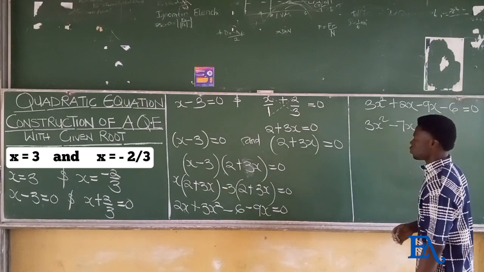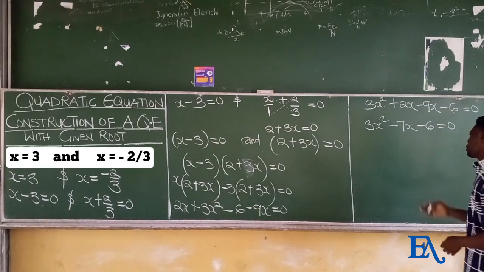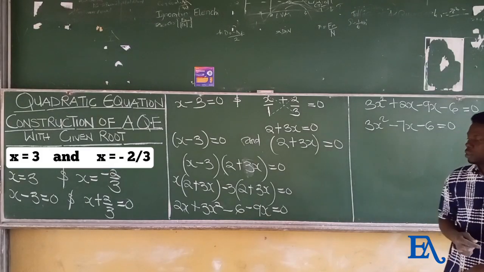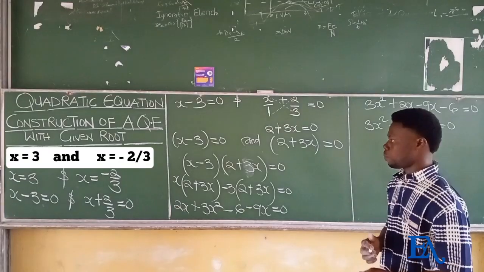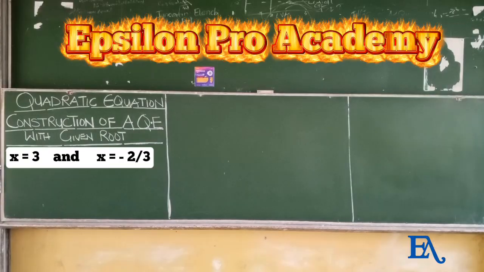Therefore, this is the general solution for the construction of the quadratic equation when the roots are +3 and -2.